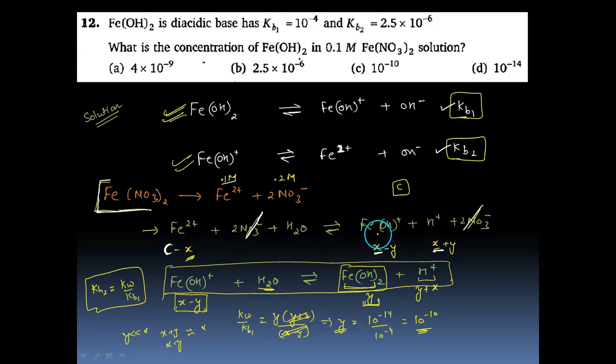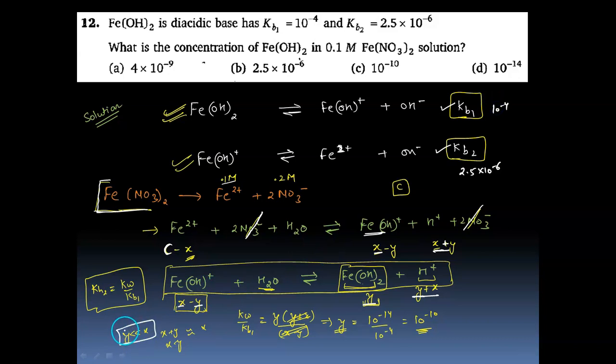Now this will further hydrolyze because it's a weak electrolyte, so out of X, Y gets hydrolyzed, so we have Y and Y formation. So H+, because it was formed from the previous equation also, becomes X plus Y, and this is also X plus Y. Now clearly the values are very small. Kb2 value is 2.5 into 10 raised to power minus 6 and Kb1 value is 10 raised to power minus 4. So we can assume that Y is extremely less than X.